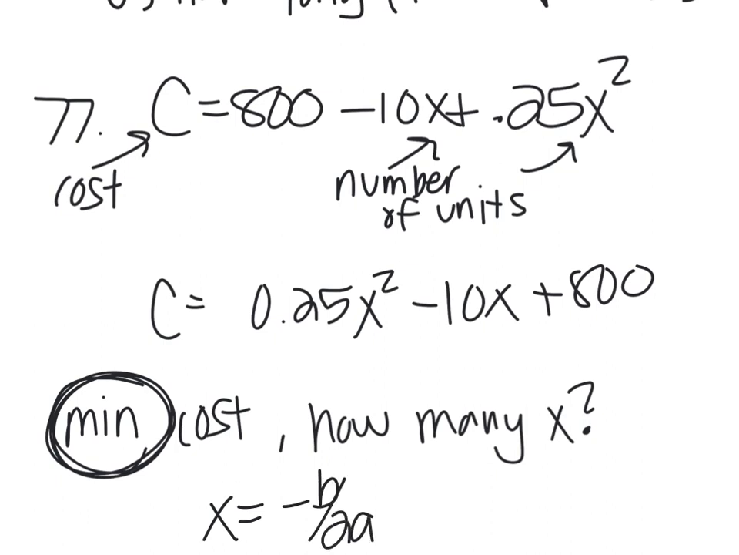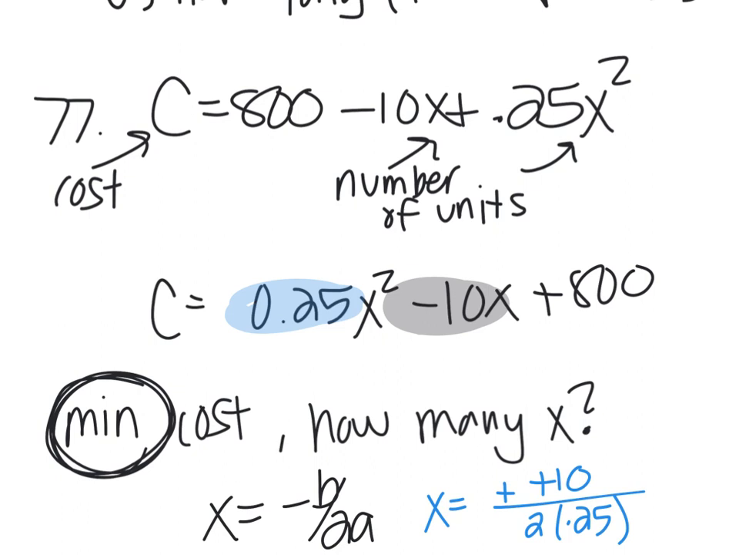And then when you did that, I think you had these 2 backwards. Make sure you're using the negative 10 for your b value and then your 0.25 for your a value. So it would look like negative 10, which we know is a positive 10, over 2 times 0.25. And that should work for you.